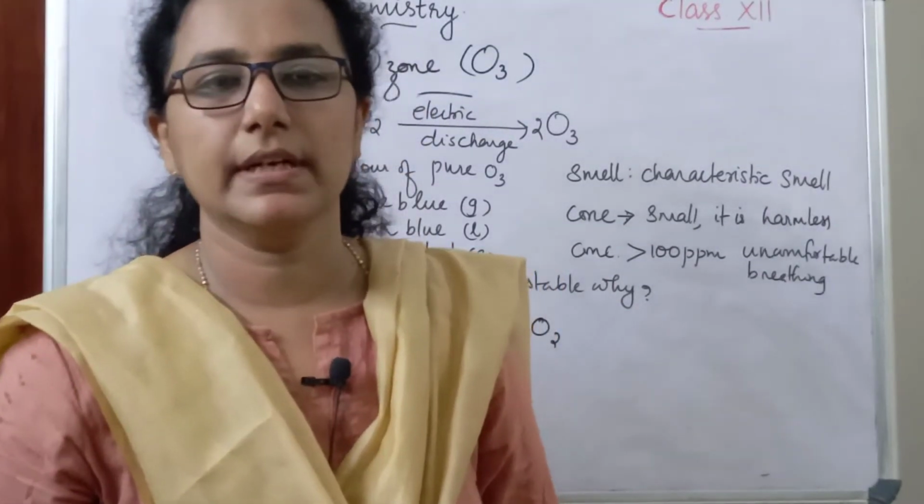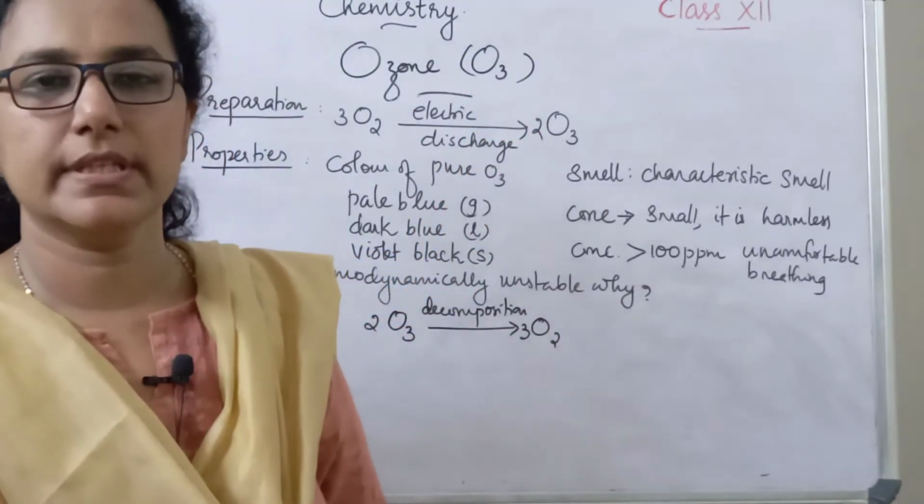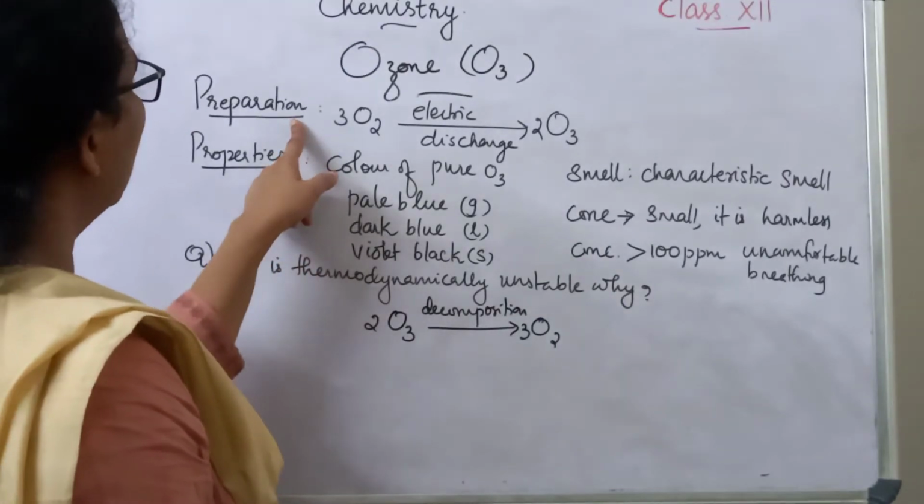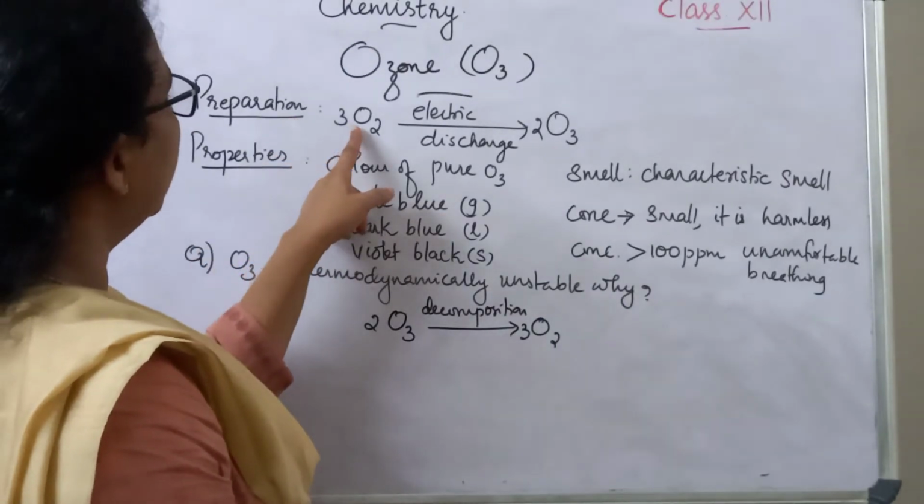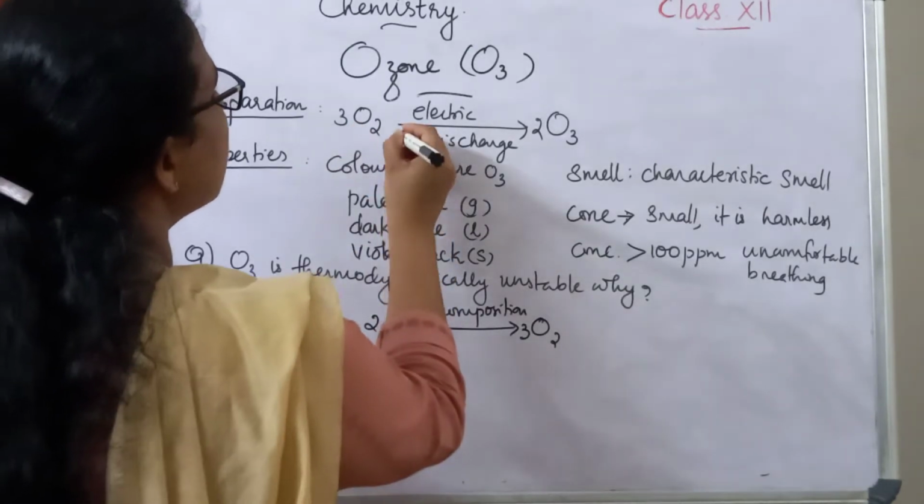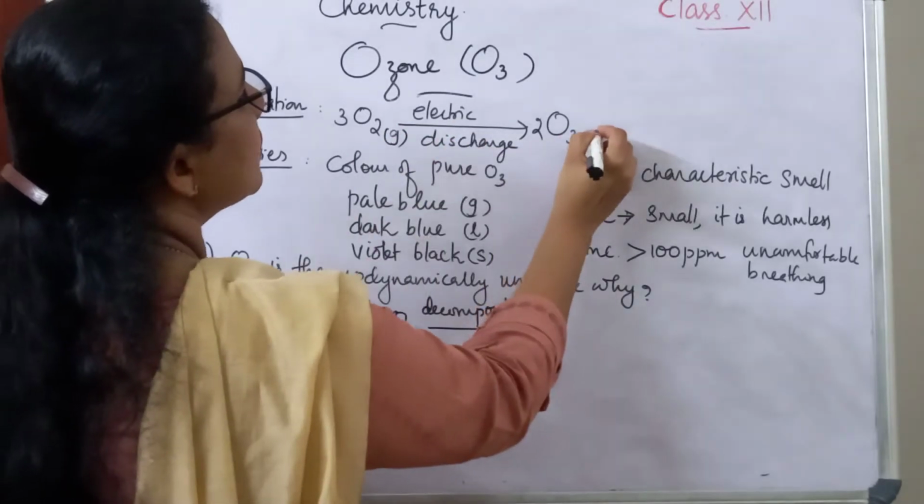Hello students, let us study about ozone. So ozone is O3 and you know it's an allotrope of oxygen. So let's see the preparation, how ozone is prepared. Ozone is prepared from oxygen. When oxygen gas is passed through electric discharge, ozone is formed.